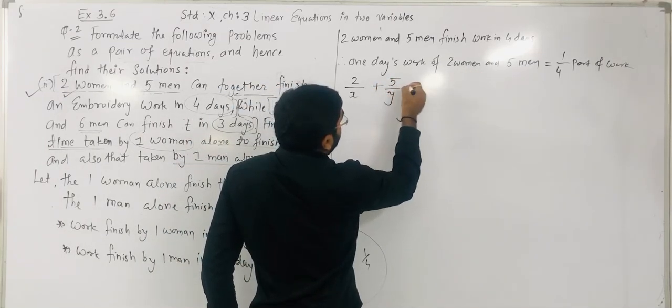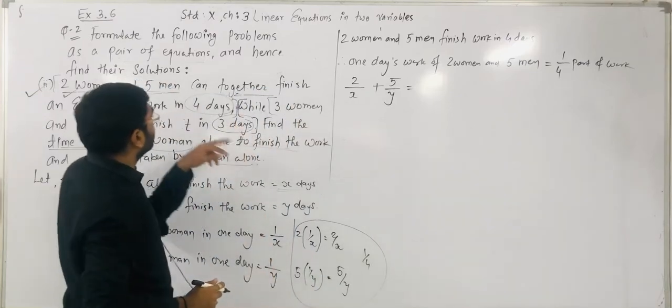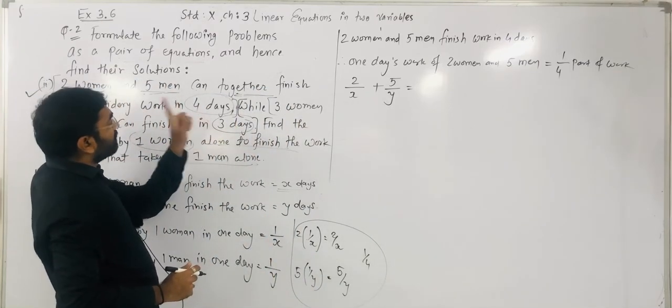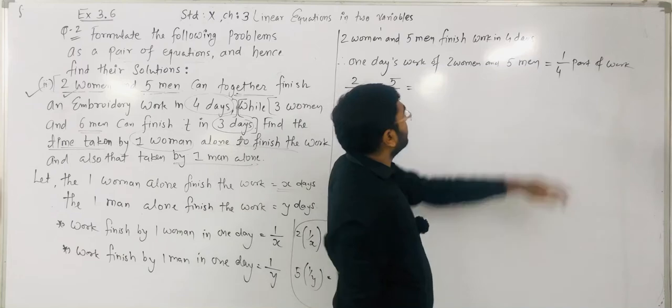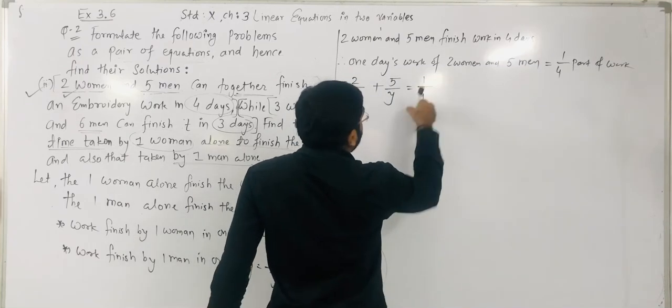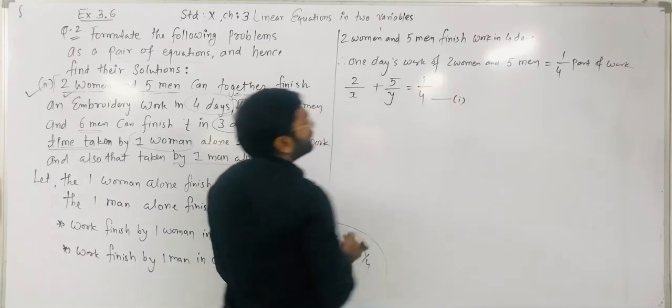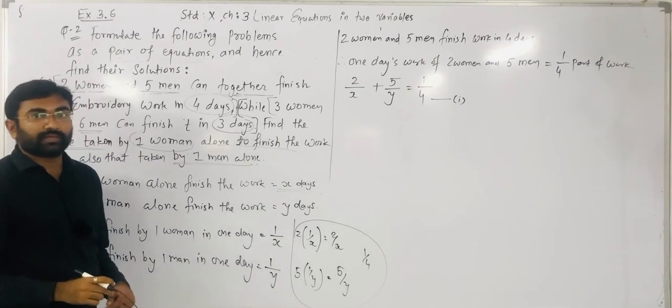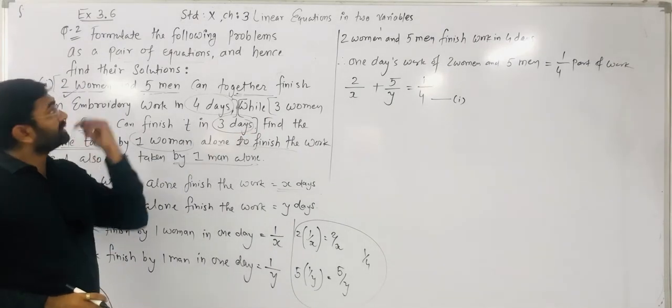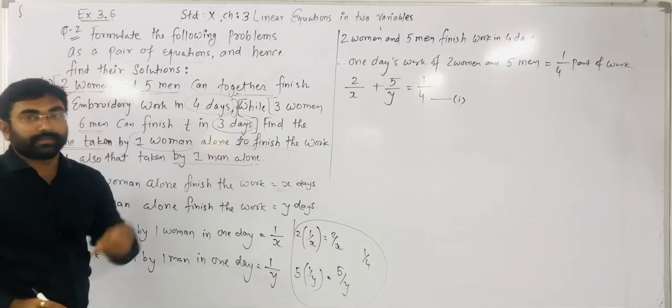Then you can say the total work requires 4 days, but 1 day's work becomes 1 by 4. Right? So that is our equation number 1. Okay, that type of question we solved in exercise 3.6, question number 1.